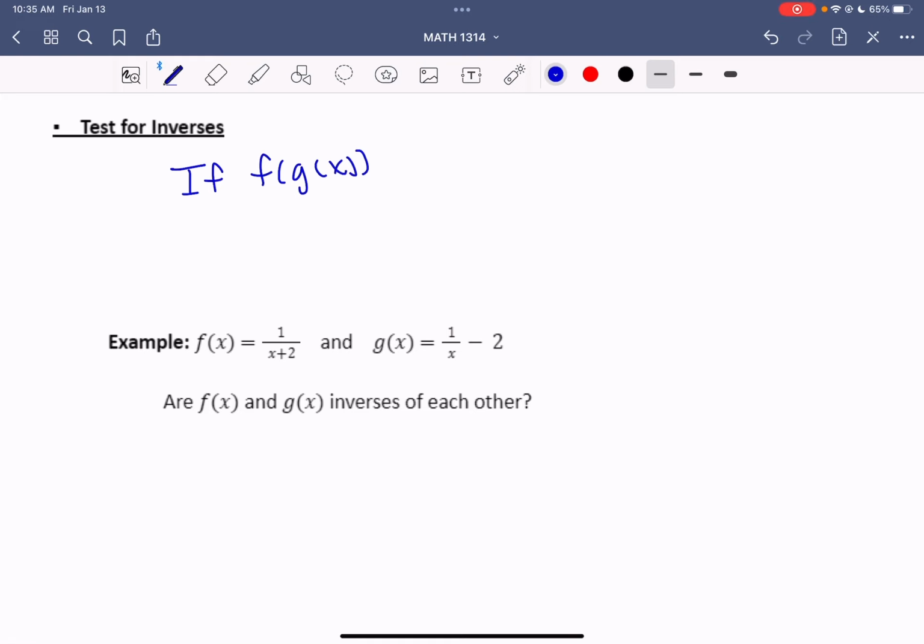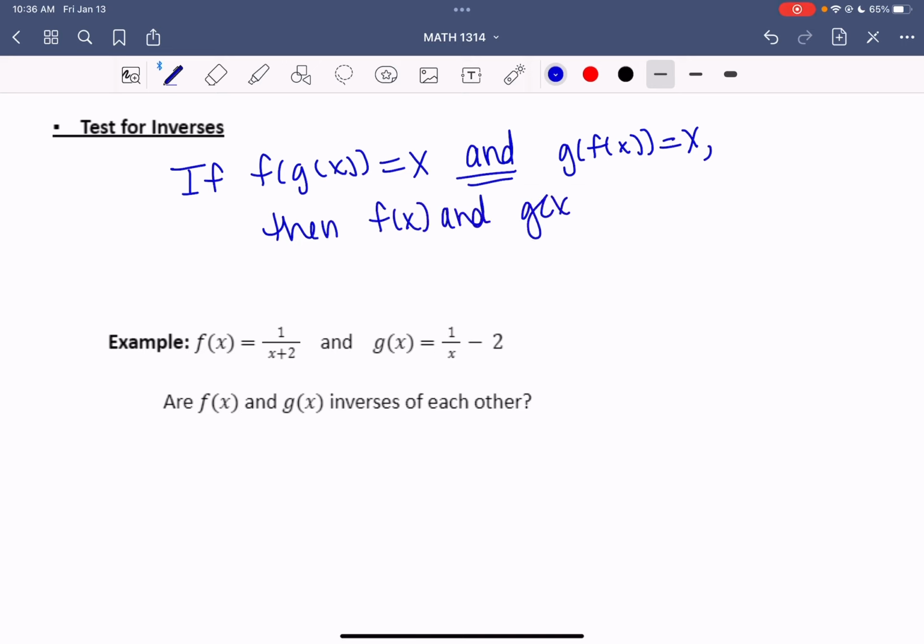It says, if f composed with g of x, you're going to have to do a composition, is equal to x, and g composed with f of x is equal to x, then f of x and g of x are inverses. And so this gives us a way to test if 2 equations are inverses of each other. In practicing with compositions, you don't always get the same result. But in this case, if you get the same result of both of these being a singular x, not a 3x, a singular x, not an x squared, a singular x, then you're going to have inverses.